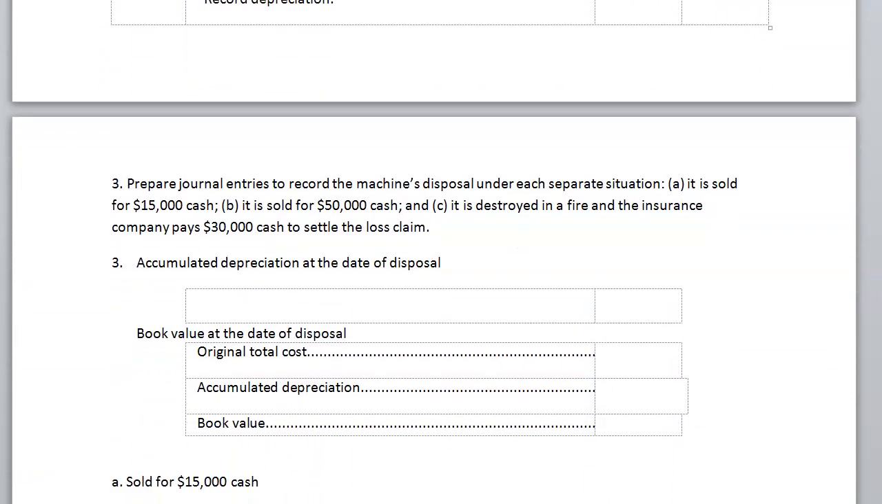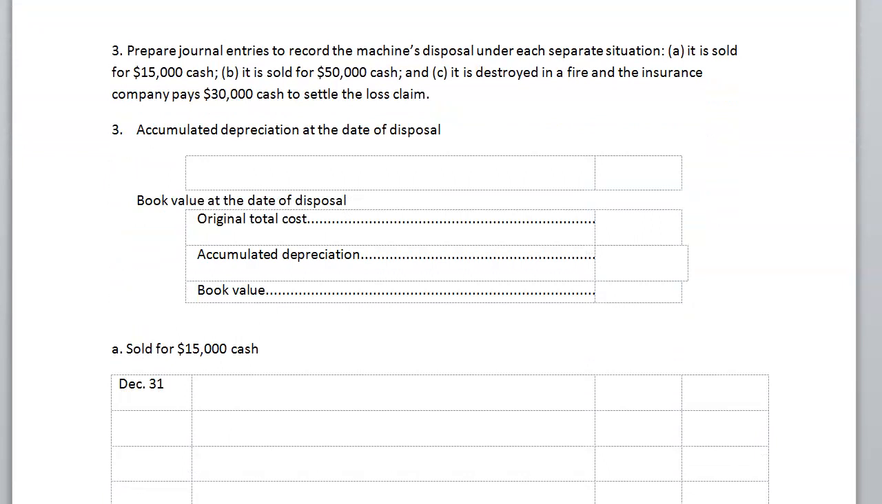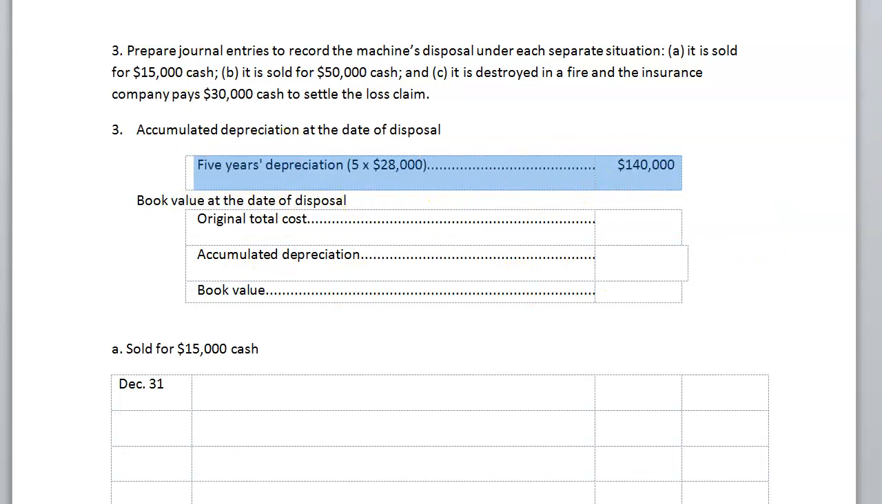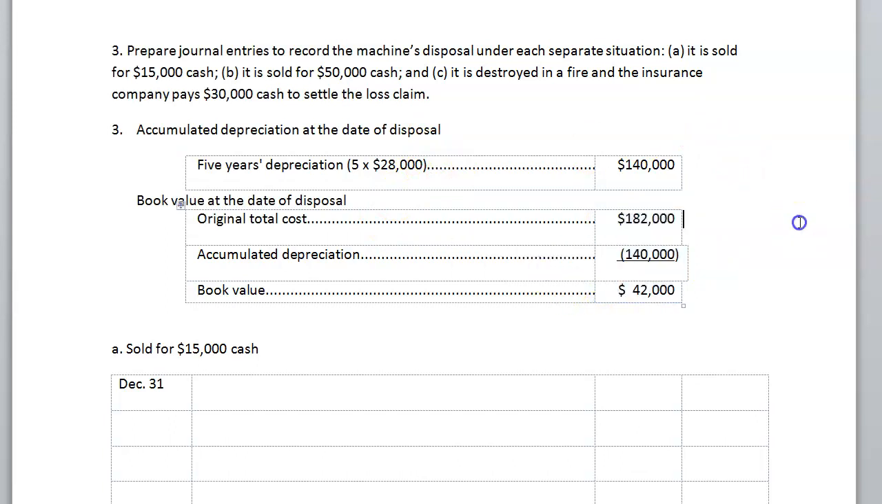So next, we're going to be looking at and calculating the journal entries for the machine's disposal. So the problem told us that it is disposed at the end of 5 years. We calculate accumulated depreciation. $28,000 times 5 is $140,000. If we want to calculate the book value of the asset, the original purchase plus costs incurred to place it into service was $182,000. We subtract accumulated depreciation, so we get a book value of $42,000.